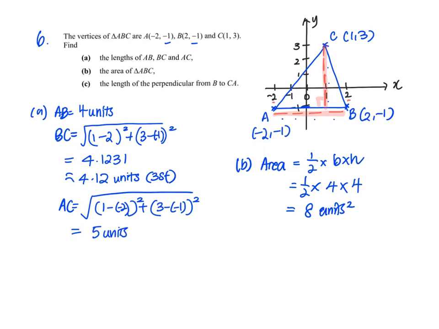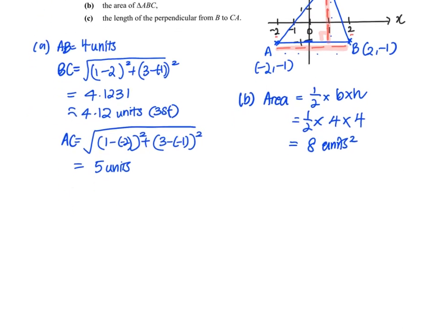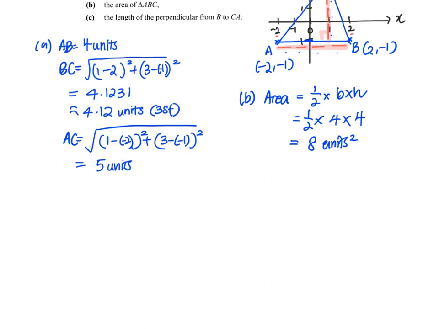Okay, now the next question. The question asks us to find the length of the perpendicular from B to CA. In this case, I know that triangle ABC has an area of 8 square units. So I'm going to draw out ABC, A, B, and C. This is for part C. I already know that the area of this triangle is 8 square units. Now they ask us to find the perpendicular distance from the point B all the way to AC.